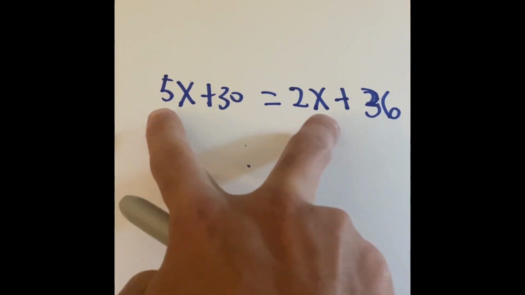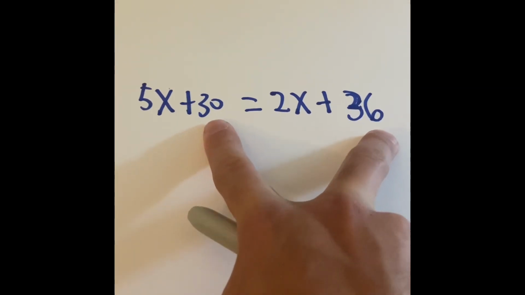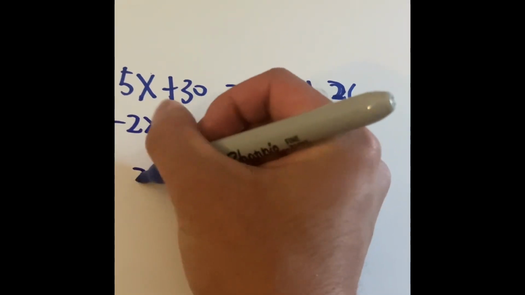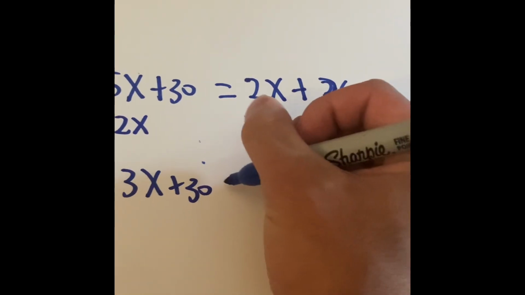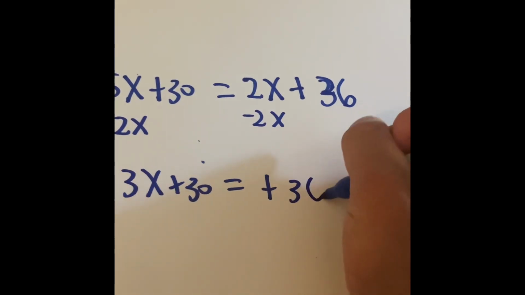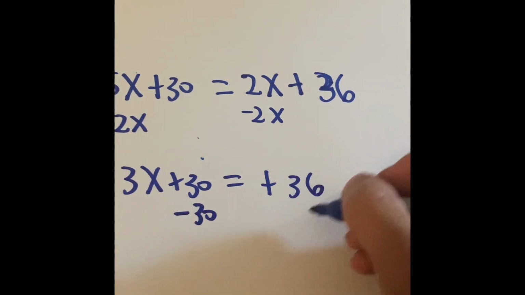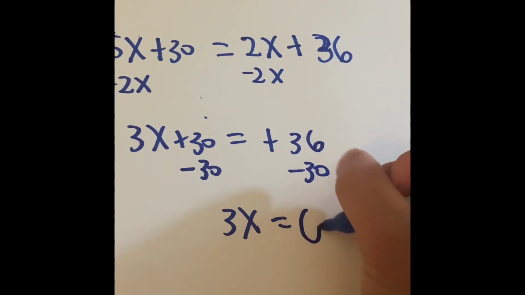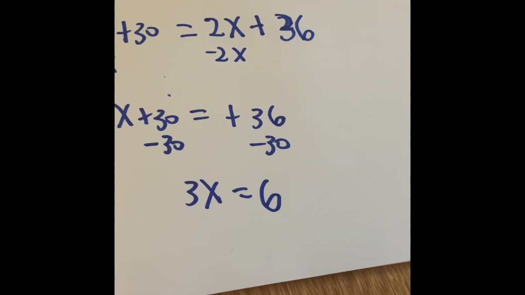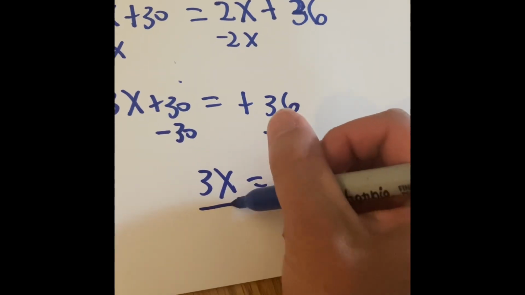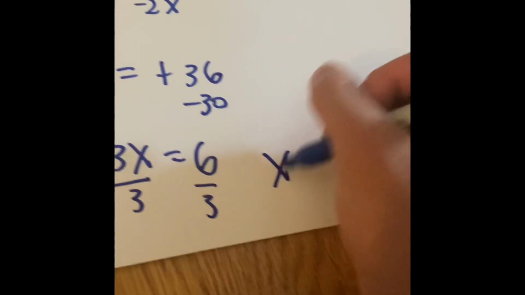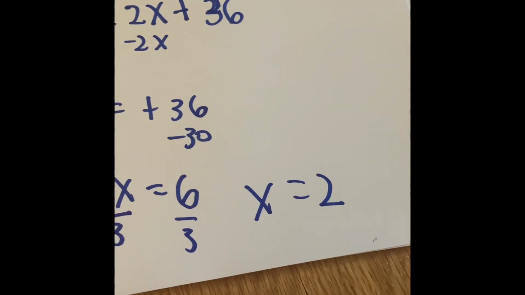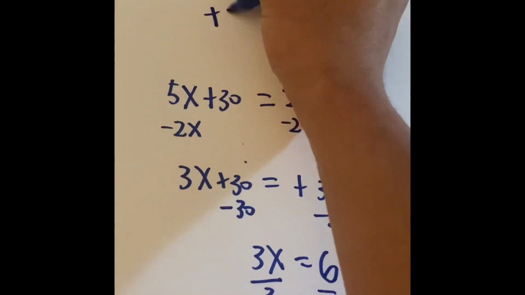So we have to merge the two x's and merge the two constants. Why don't we subtract 2x from both sides, and we get 3x plus 30 equals 36. Subtract 30 to get x alone, and 3x is going to equal 6. 3 multiplied by what is going to equal 6? If we multiply, we have to divide. And x is going to equal 6 divided by 3, x equals 2. So that is our missing value that makes the equation true.